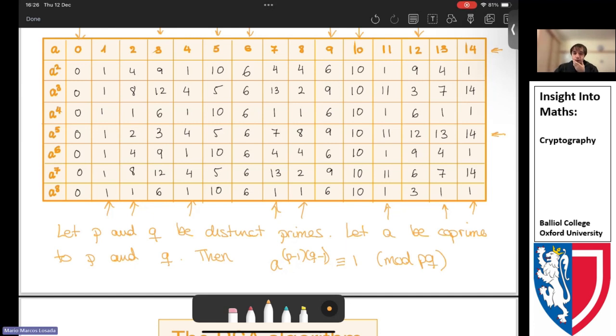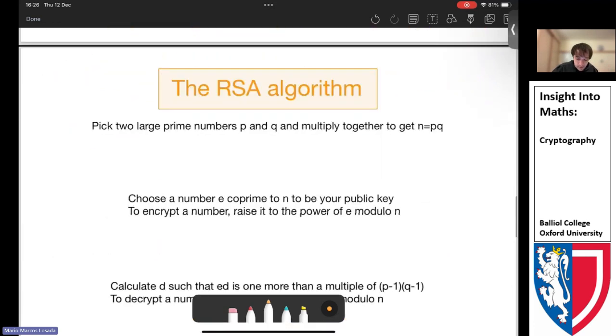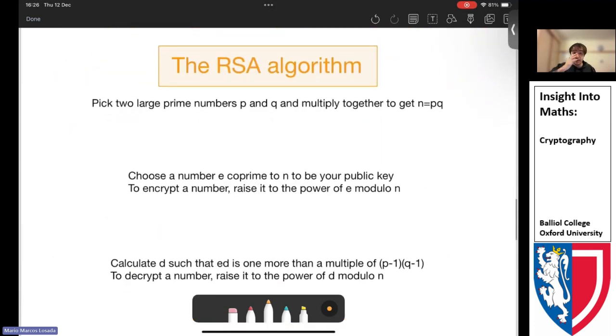Okay. No questions. So that means that I finally get to tell you about the first trapdoor function that we're going to be looking at. And this is now known as the RSA algorithm. So basically, this is going to use what we just did with Euler's theorem to give us an actual method of encrypting and decrypting a number.